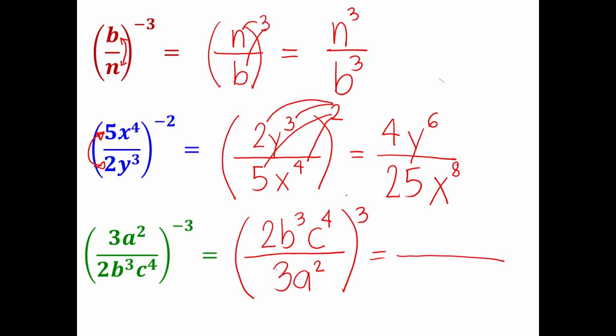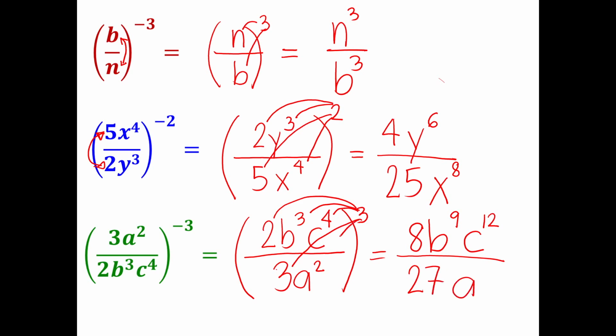Okay, let's distribute. How much is 2 cubed? 2 times 2 times 2 is 8. Very good. What is the exponent of b? 9. What is the exponent of c? 12. What about 3 cubed? 3 times 3 times 3 is 27. What is the exponent of a? 6. Okay, that is our answer. Section Noble, any questions about this? Do you understand, Section Noble? Yes, sir.